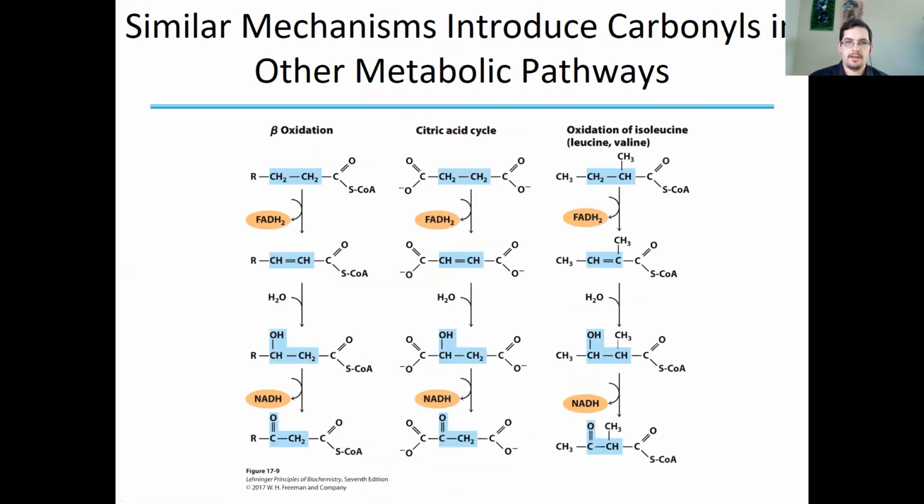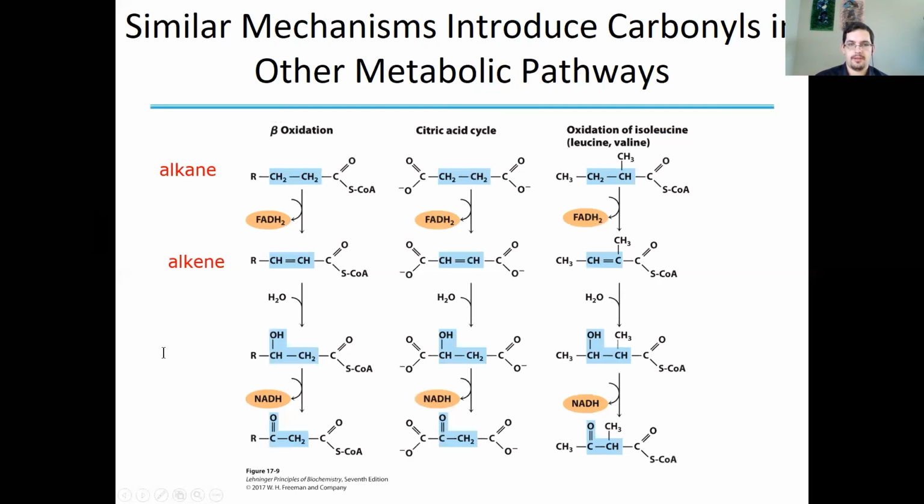Now, one thing you can notice here is that the overall pathway is very similar to what we see in the citric acid cycle, right? We start out with our alkane to alkene. We start off with our acyl-CoA. We oxidize it to the alkene. So this was our acyl-CoA dehydrogenase, or in the case of the citric acid cycle, this would be our succinate dehydrogenase.